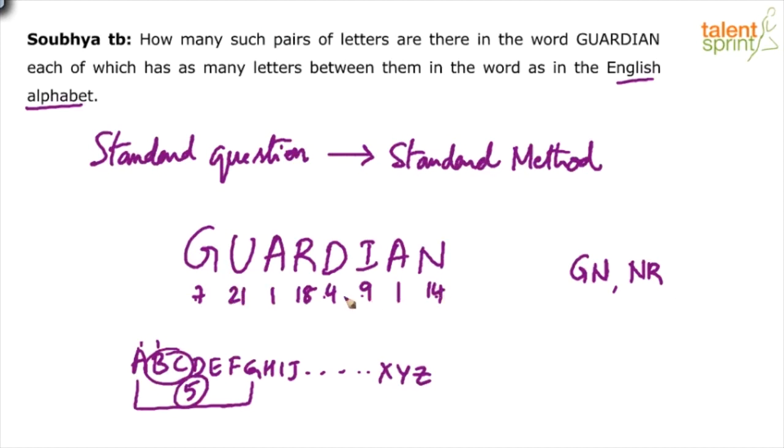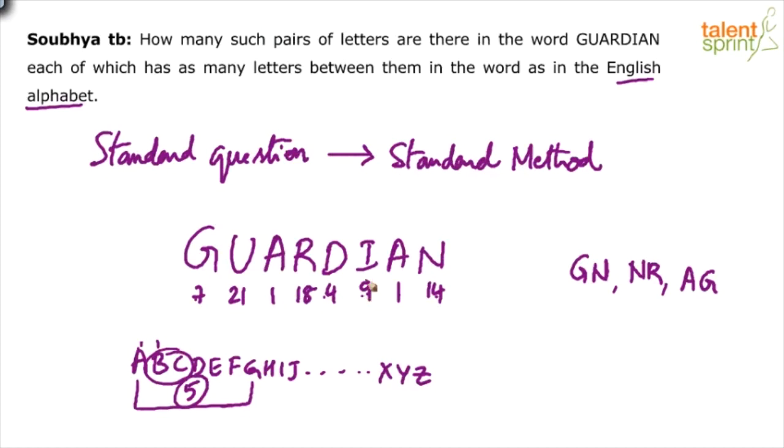14, 15, 16, 17, 18, 19, 20, 21. Doesn't make pair with anything else. Then go on. 1, 2, 3, 4, 5, 6, 7. See, 1 and 7. 1 is A. 2, 3, 4, 5, 6, 7. So AG makes the third pair. We have taken the example of AG. Remember, A and G have got 5 letters here and 5 letters in the English alphabet. Then check with the remaining letters.